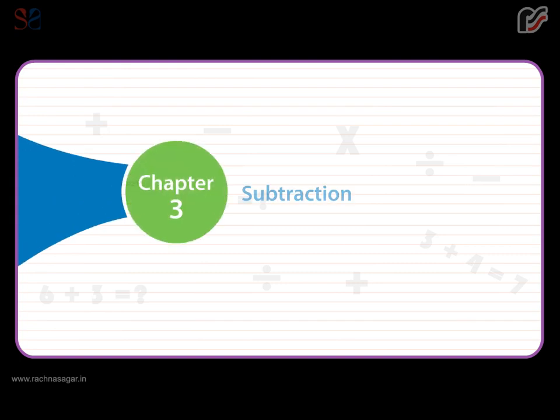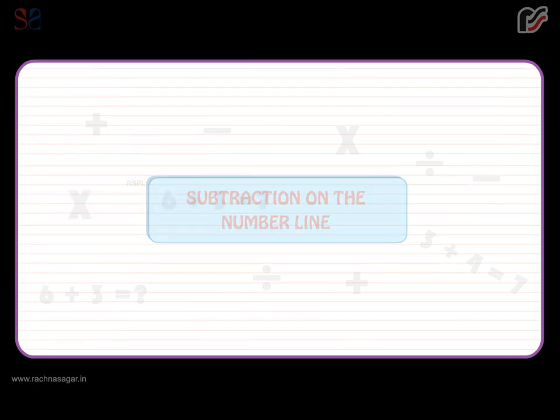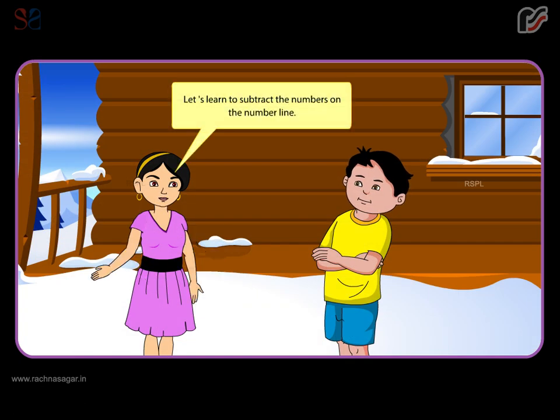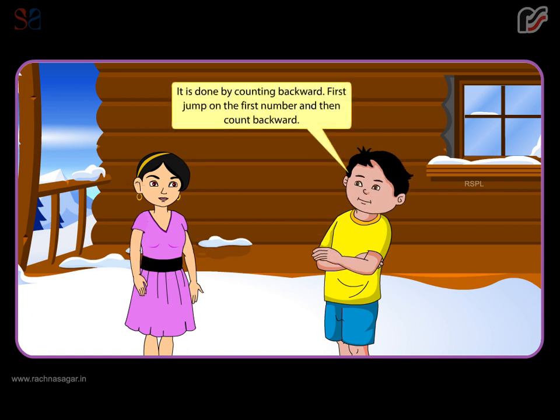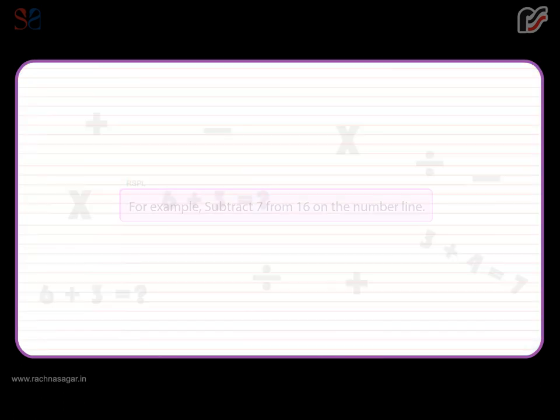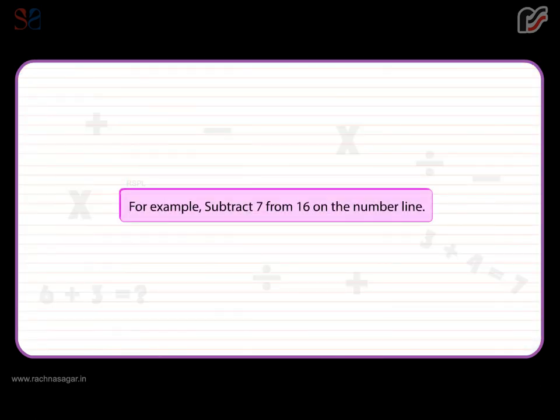Chapter 3 Subtraction. Subtraction on the number line. Let's learn to subtract the numbers on the number line. It is done by counting backward. First, jump on the first number and then count backward. For example, subtract 7 from 16 on the number line.